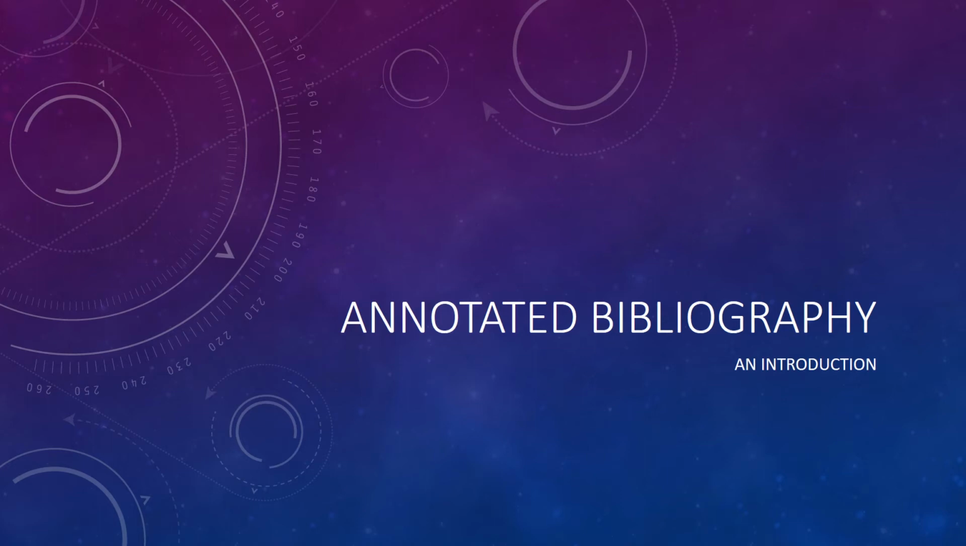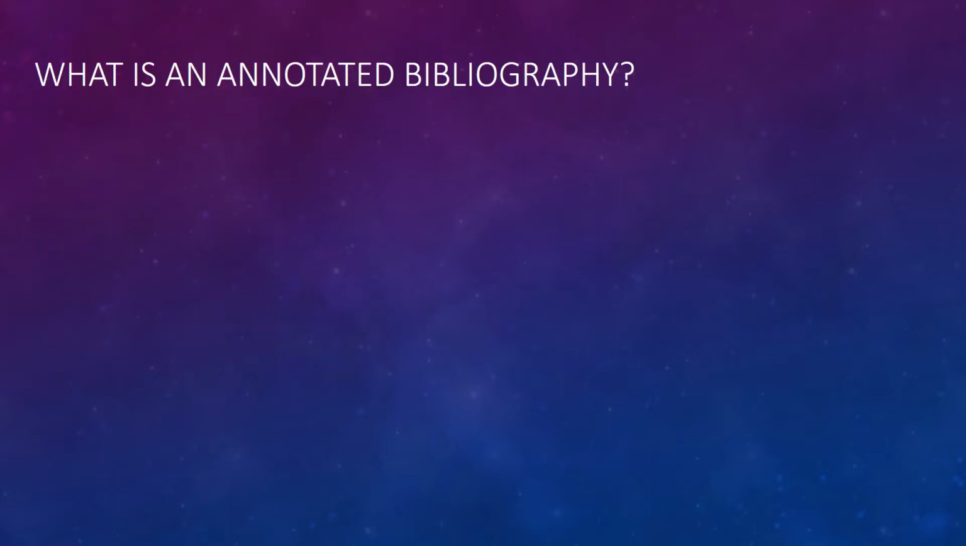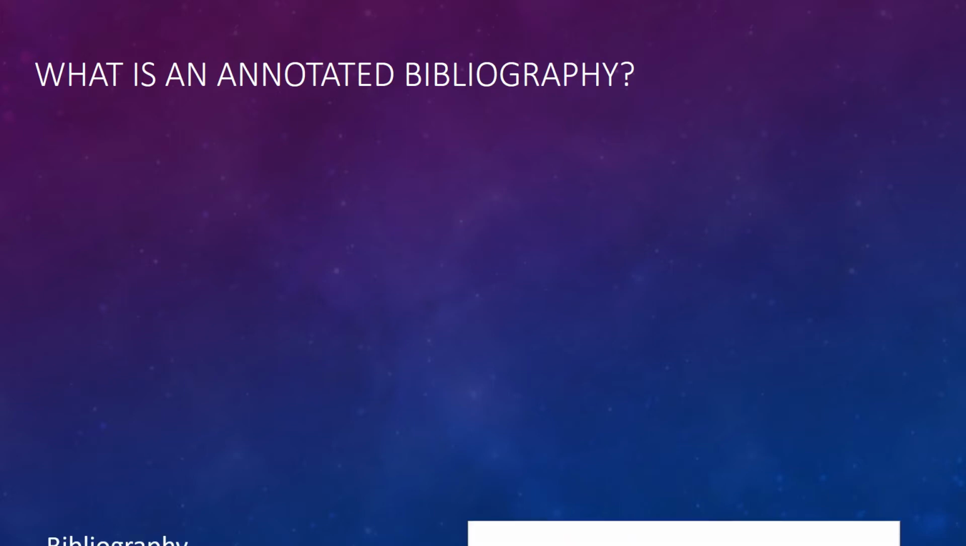So an annotated bibliography is just like a bibliography, but with some extra or added information, which is what we call an annotation. So how is it constructed, or how is it different than a traditional bibliography?